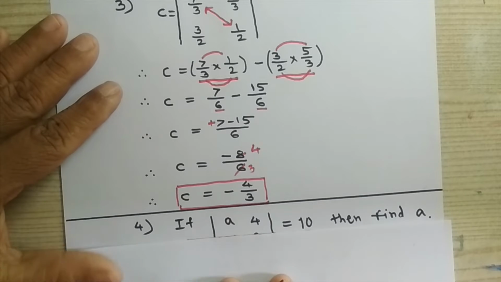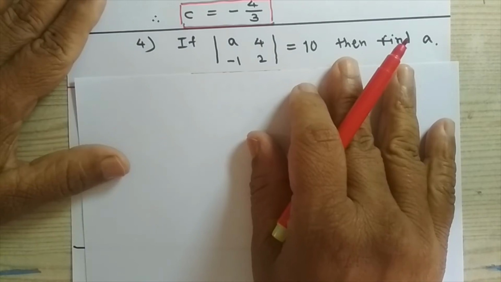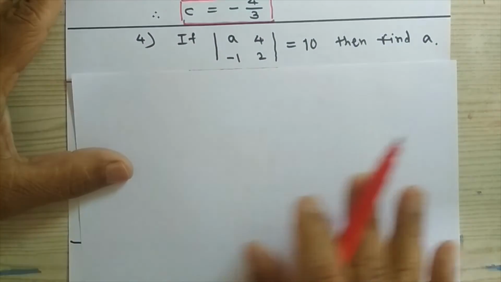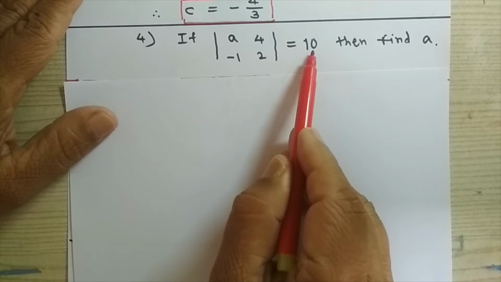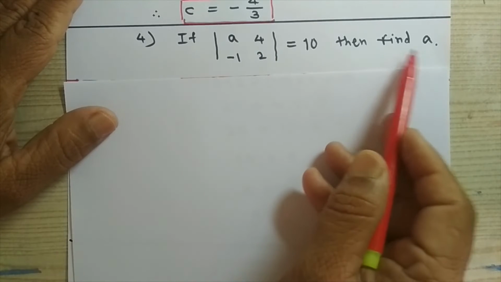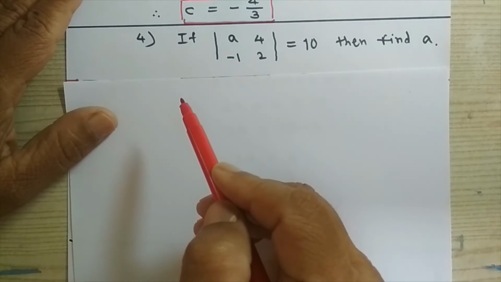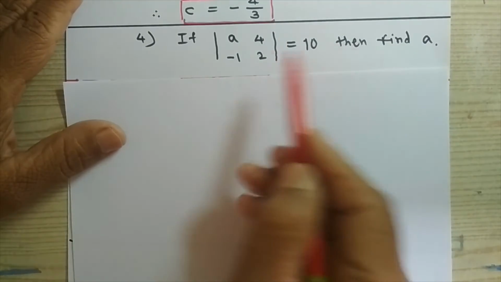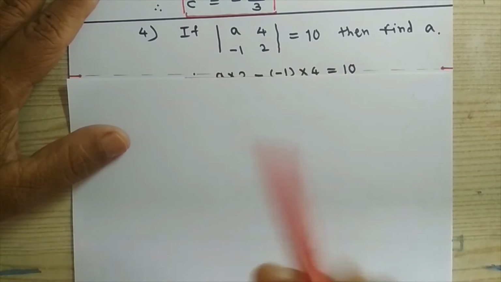Now we have to go ahead. See here, another example. Now it is given to us that the value of that determinant is 10. Then find the value of A. A is in the determinant place. We have to find out the value of that determinant. We have to go ahead by rule.